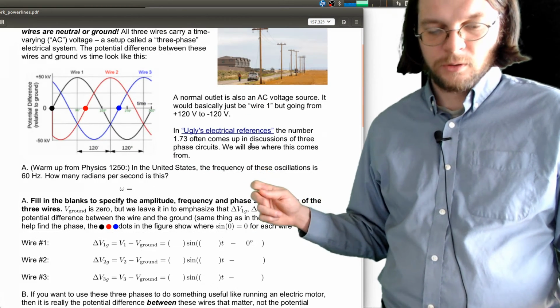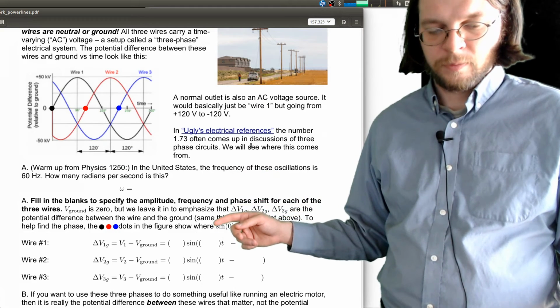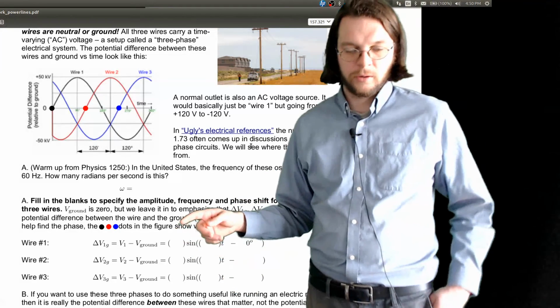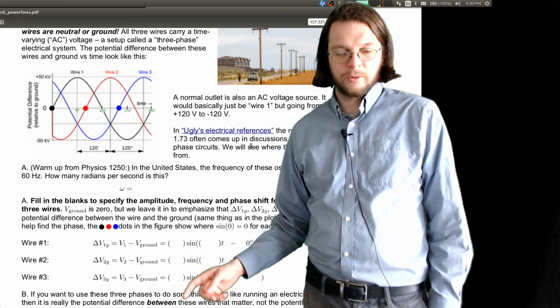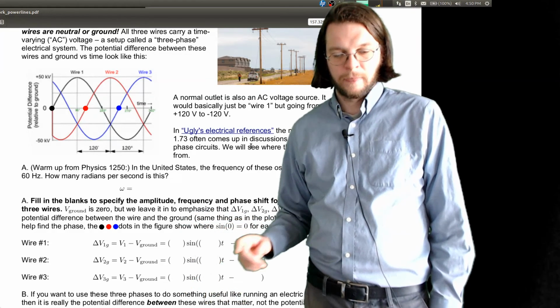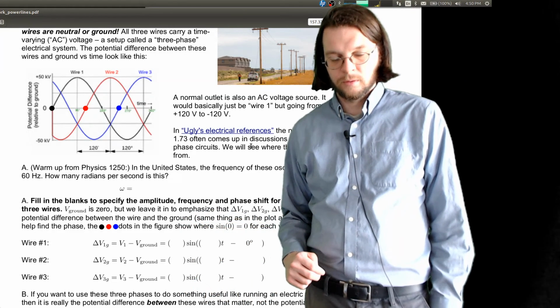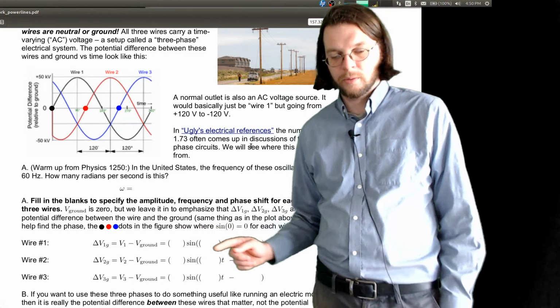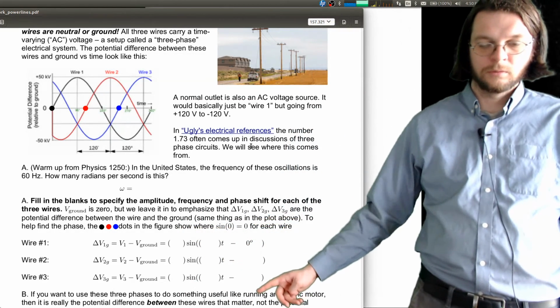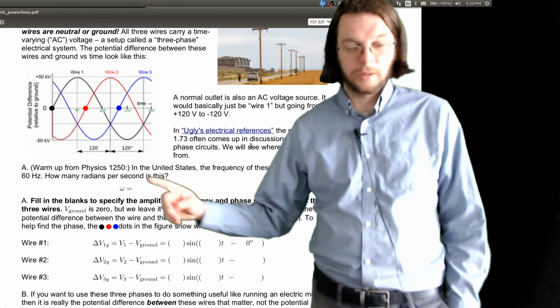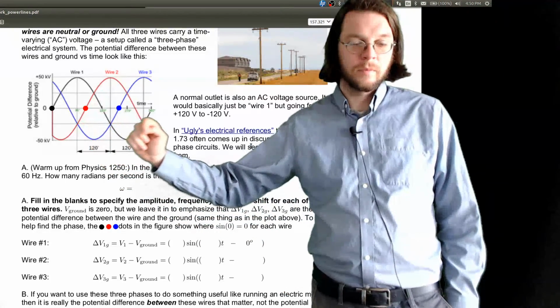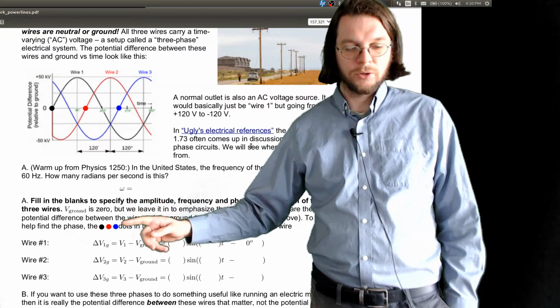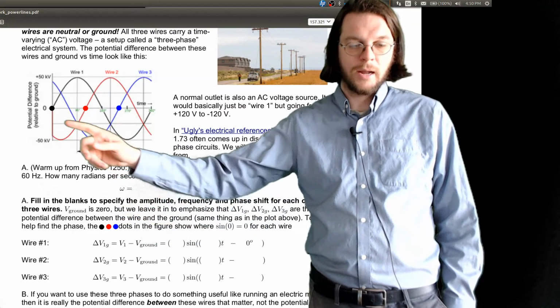And so what I want you to do is to try to fill this out and say, okay, there's some amplitude here, there's some omega, and then there's some phase shift. Now, one of the trickier parts of this worksheet is trying to figure out what these phase shifts are. At least it was the last 6 years I've been doing it. But I've given you a hint on the phase shifts, and so I've added these dots here.